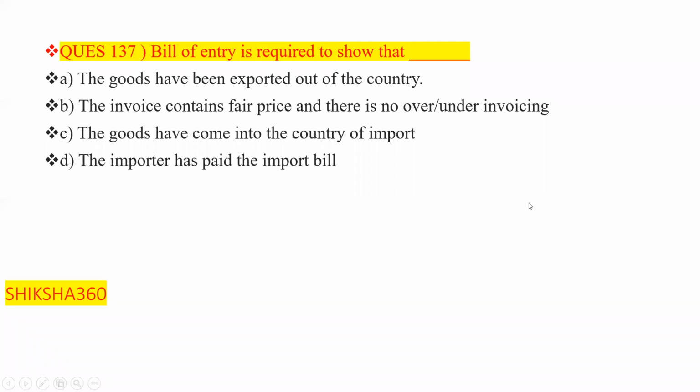Bill of entry is required to show that. The first option, that the goods have been exported out of the country, is no. The bill of entry shows that the goods have come into the country of import. So this is our correct answer, option number C. Now move to the next question.